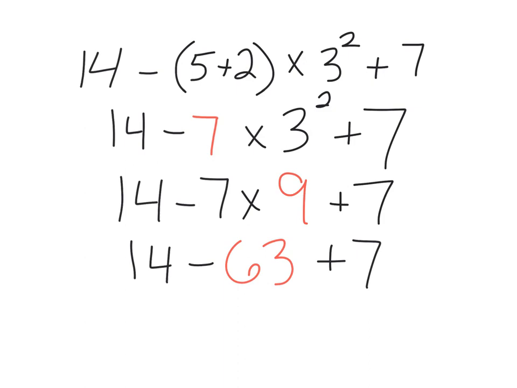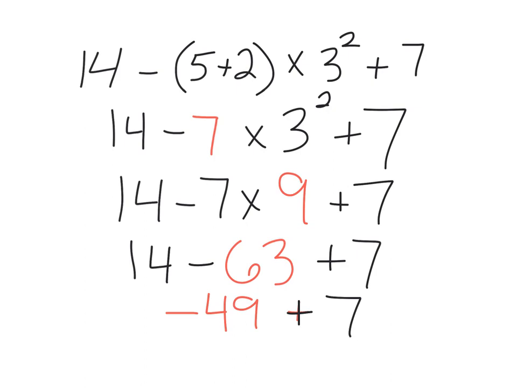So the first step is to take 14 minus 63. Don't forget you can use the add the opposite rule there, which would be the same thing as 14 plus negative 63, and that would end up giving us negative 49. So I'm left with negative 49 plus 7. I've got to make sure I'm following my routine here. So negative 49, then plus 7.